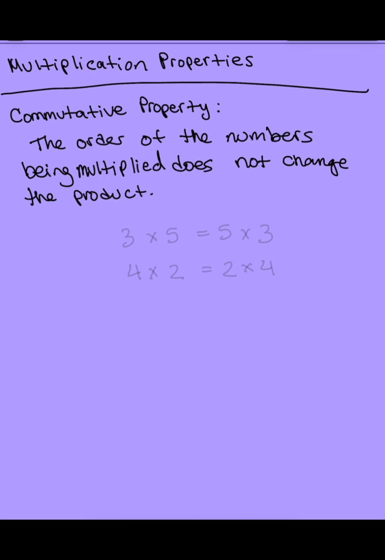So just like in addition, where we could swap the order and get the same thing, that's the same property for multiplication as well. So if you had 3 times 5, that's the same as 5 times 3. And if you had 4 times 2, that's the same value as 2 times 4. So switching the order does nothing to the value.